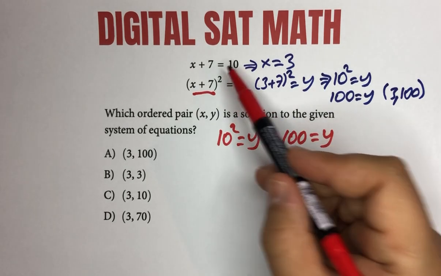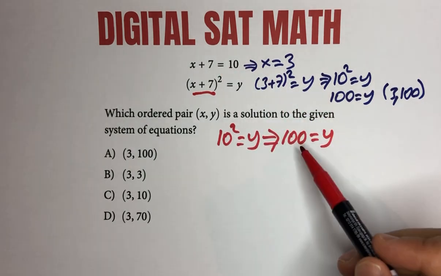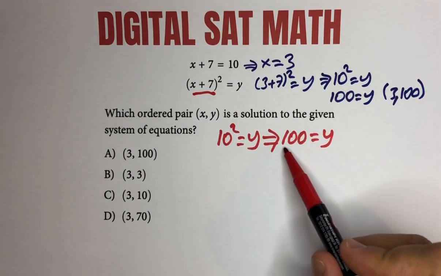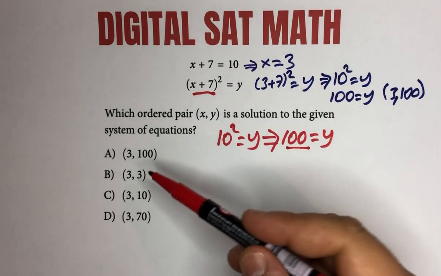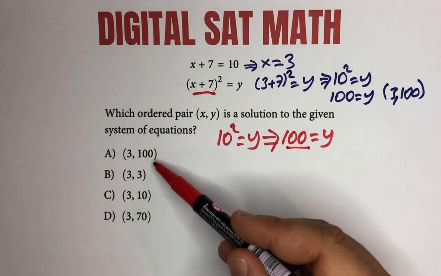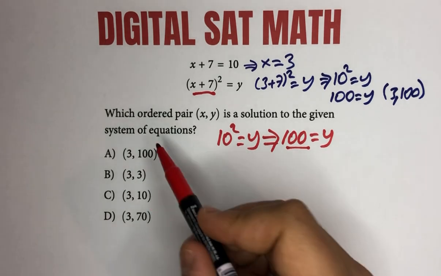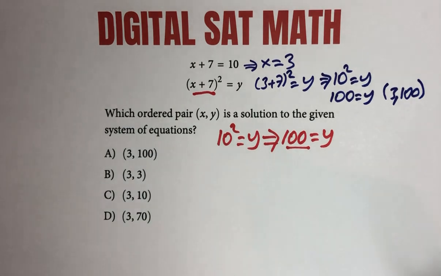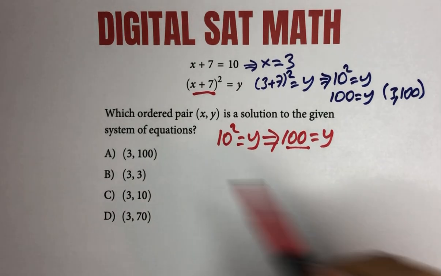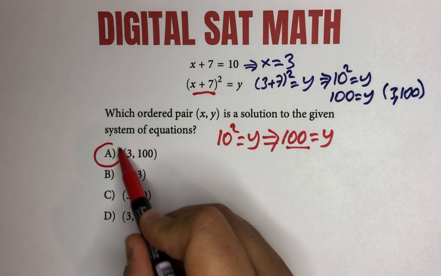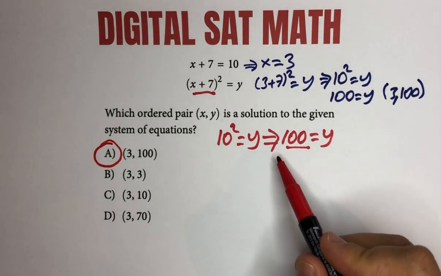Then you can just go do the vice versa. You already found the value of 100 in here, and if you look at the choices you've been given, the value of y is only in this choice. The choice of A is the answer. You can just go ahead and select choice A based on this solution.